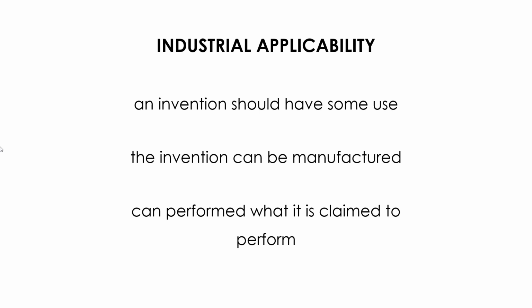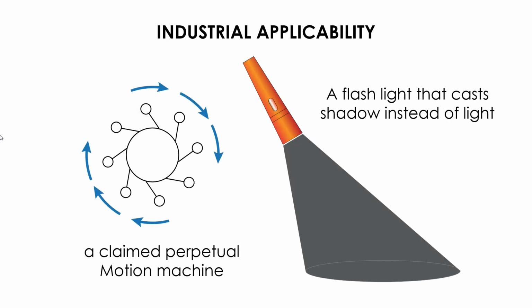On the next slide, I'm going to show you examples of things that are considered as having no industrial applicability. These are the examples of proposed inventions that can be considered not having industrial applicability. One is the perpetual motion machine, a machine claiming that it is possible to create a structural model that rotates an infinite number of times.